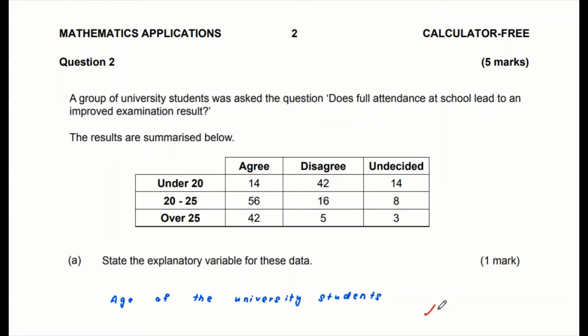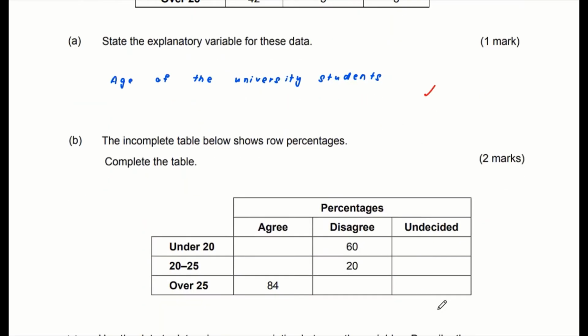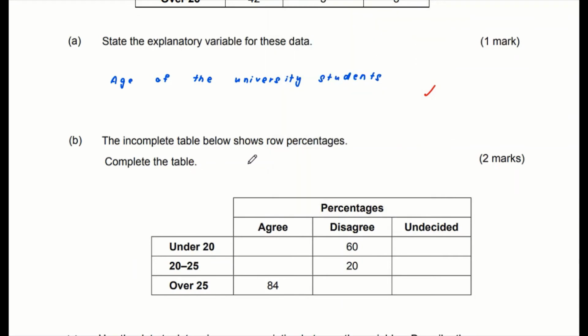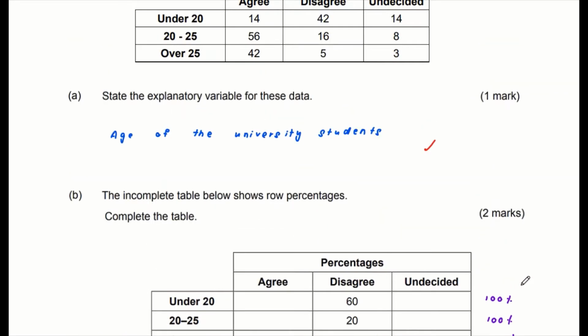Okay, so when we move on to the next one, the incomplete table shows the row percentage, complete the table. For this question, they already give you that they are doing a row percentage. So if you are doing a row percentage, which means that the total for each row should be equal to 100%. This is not in the table, but it's something that you can definitely use to check your answer later.